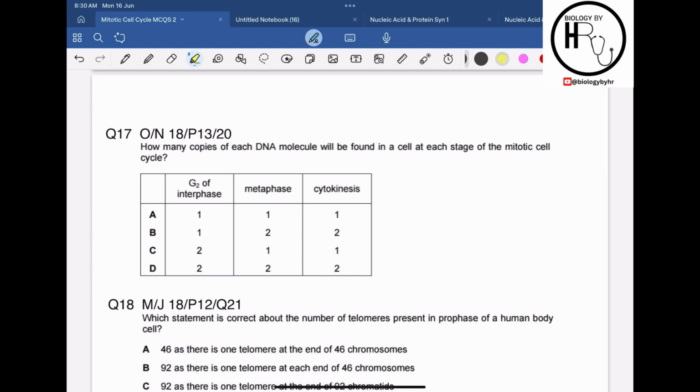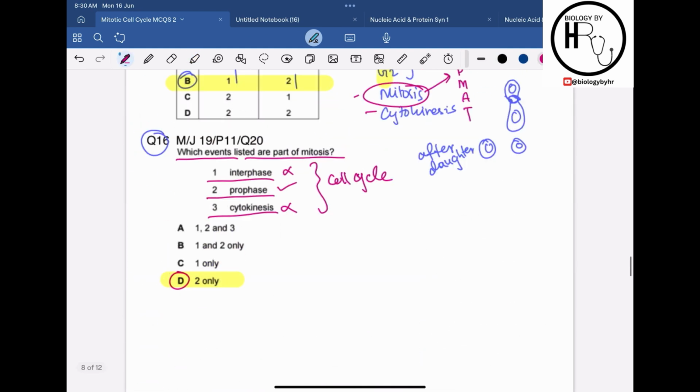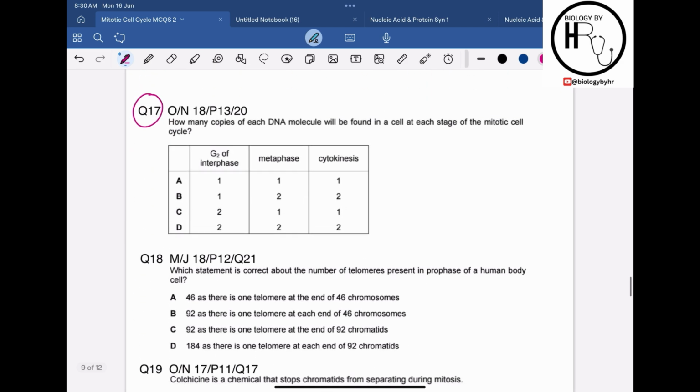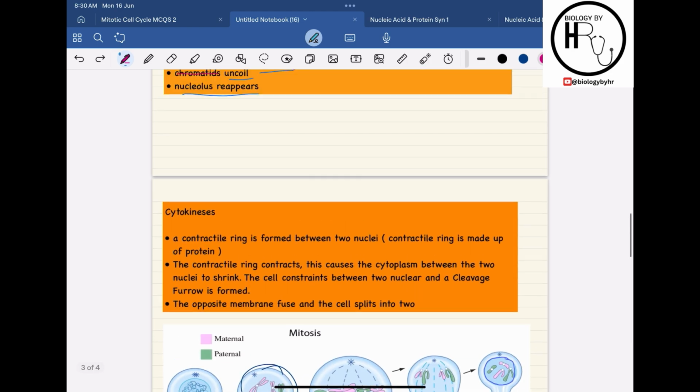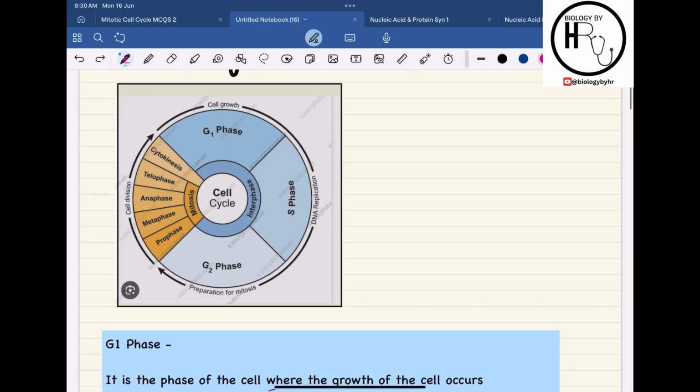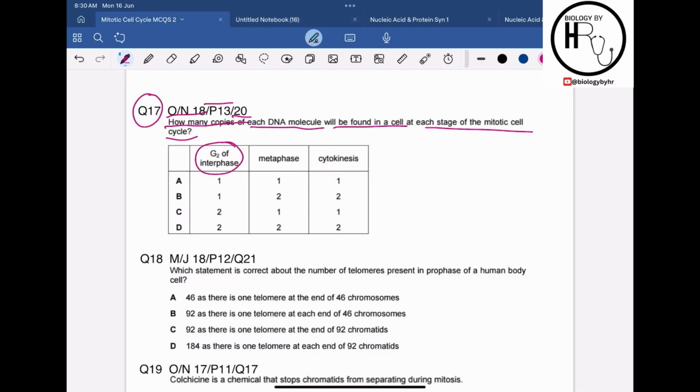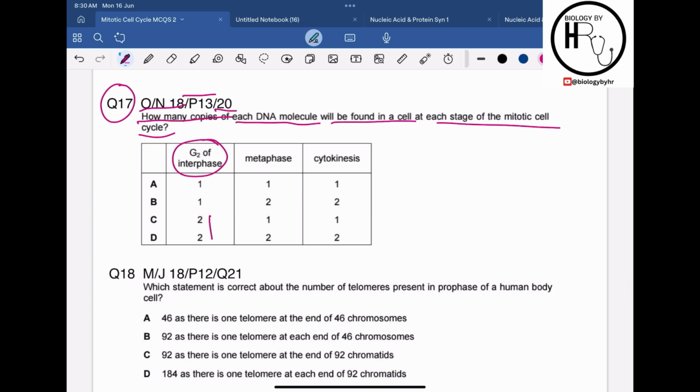Now question number 17 is similar to the question we did in question number 15. In question number 17, which is from October November 18 paper 1-3 question 20, they are asking how many copies of each DNA molecule will be found in a cell at each stage of the mitotic cell cycle. In the G2 phase, how many DNA molecules will be found? Obviously the G2 phase comes after the S phase, and in the S phase we have DNA replication, right? So in the G2 phase there will be 2 DNA molecules.